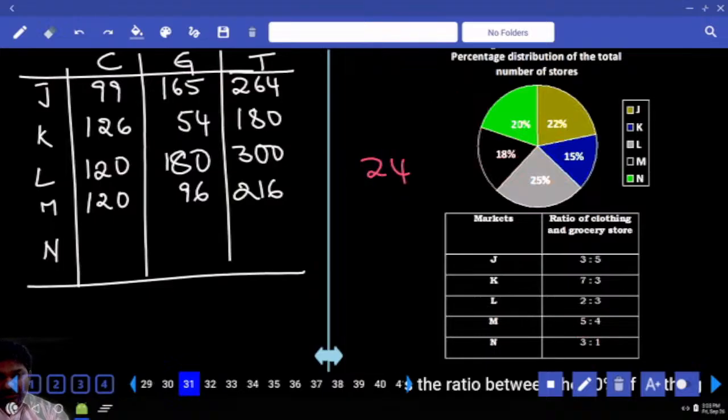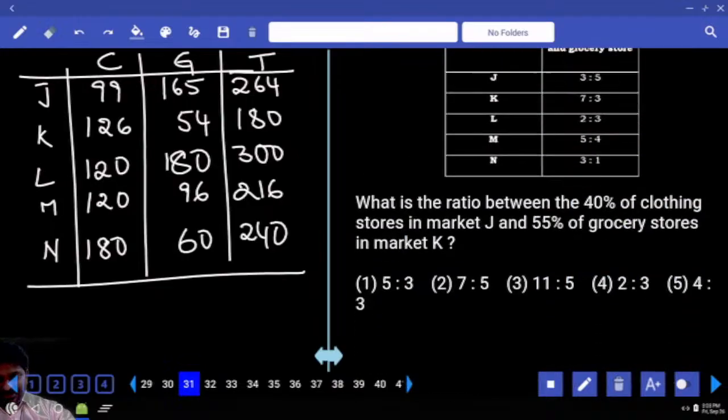20%, 240 divided into 4 parts. Each part 60, 3 parts 180. Total table is prepared. Now start questions.